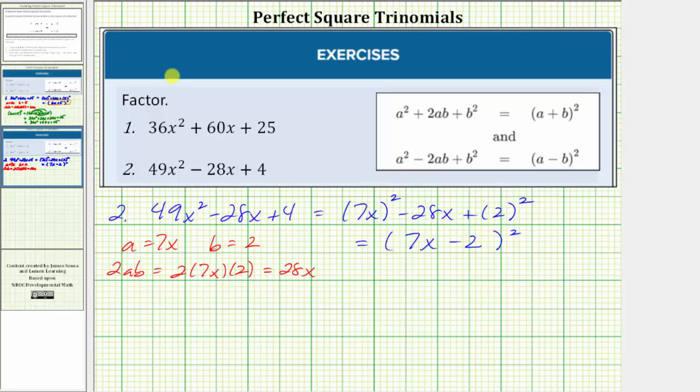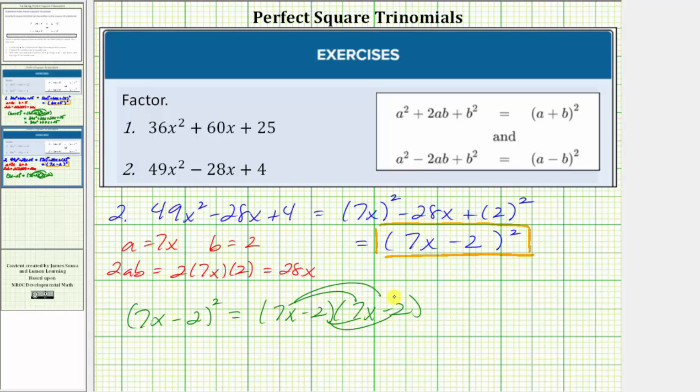This is the factored form of the perfect square trinomial, but once again, let's verify this by multiplying this out. The square of the quantity 7x minus 2 equals 2 factors of 7x minus 2. To multiply, we have 4 products, 1, 2, 3, and 4.